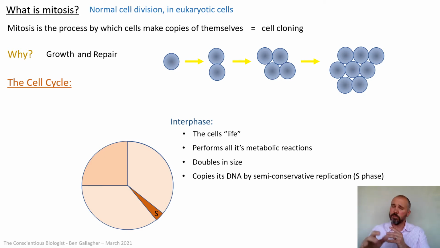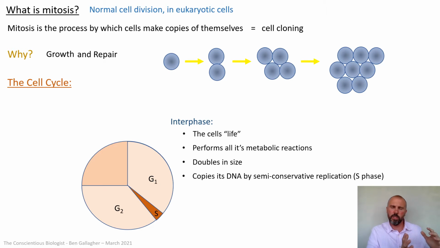So we can split interphase now into two sections, G1 and G2. Now the G you can think of as growth 1 and growth 2, but it's kind of like the interphase stage 1, which is G1. Then you've got to replicate your DNA.